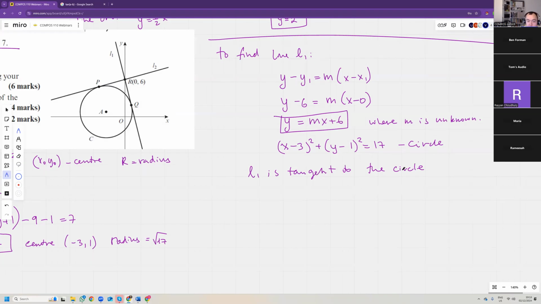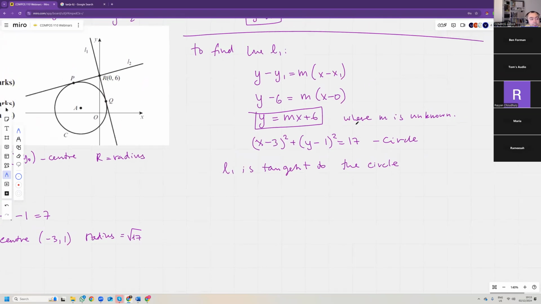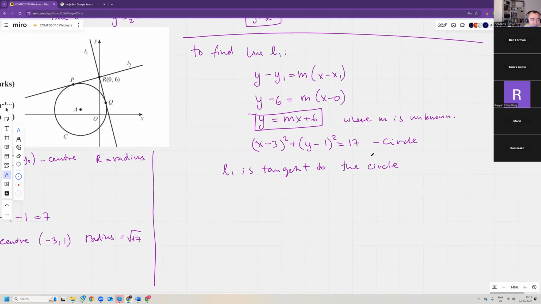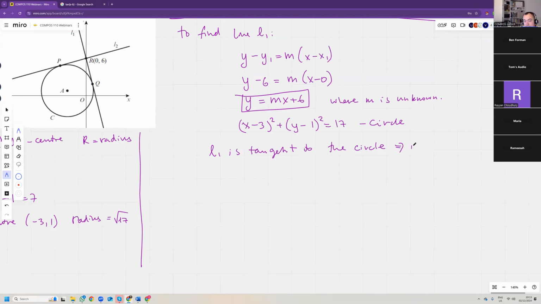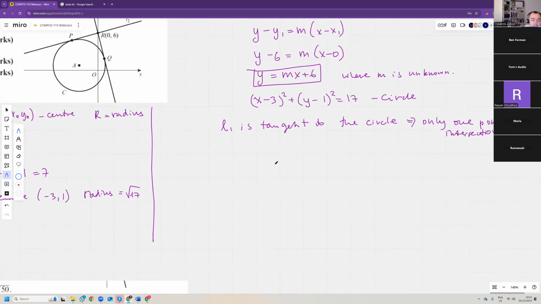Well, it is perpendicular to the radius, but you don't know the radius. The radius is AQ, and you don't know where Q is. So that's a problem here. L1 is tangent to the circle. That means it has only one point of intersection. That means that the simultaneous equation has one solution.